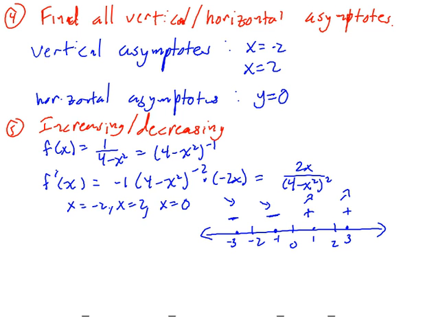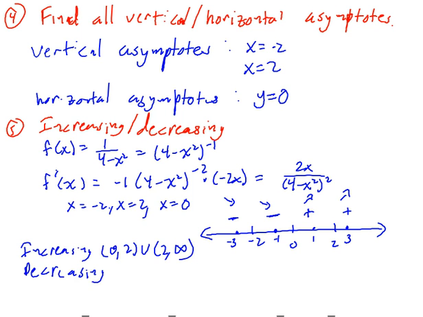So the intervals where it's increasing are from 0 to 2, union from 2 to infinity, and it's decreasing from negative infinity to negative 2, union from negative 2 to 0.